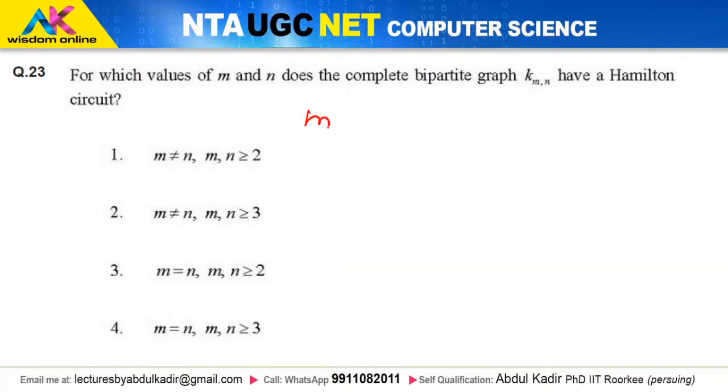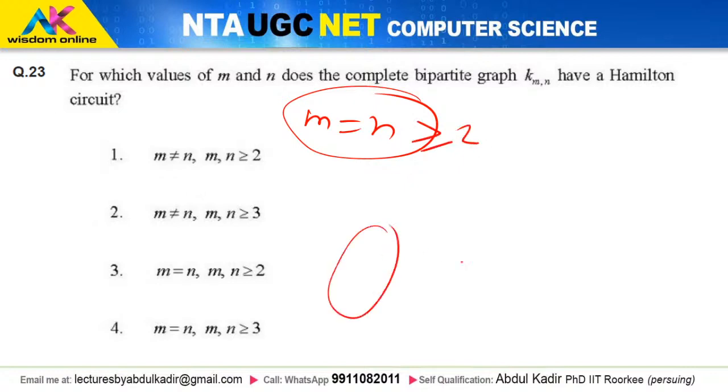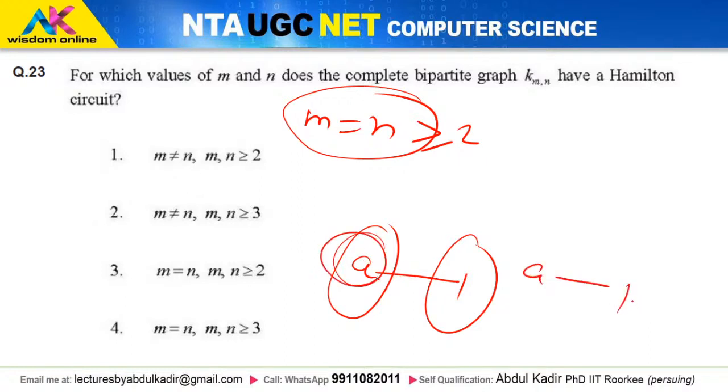So what I can say is: when m equal to n and both are greater than or equal to 2. Remember why? Because if both are 1, you have one vertex here and one vertex here, then there is no Hamiltonian circuit. Why? Because if you start here, from a you can go to 1. Now you cannot come back.